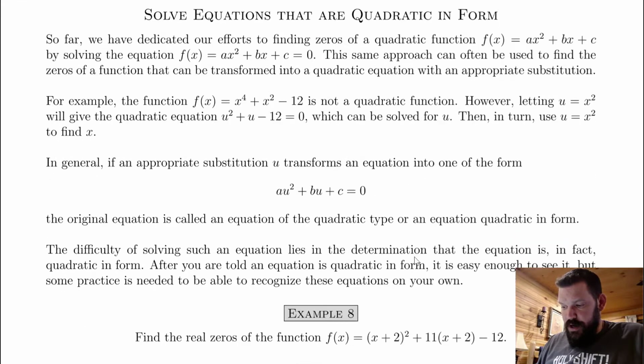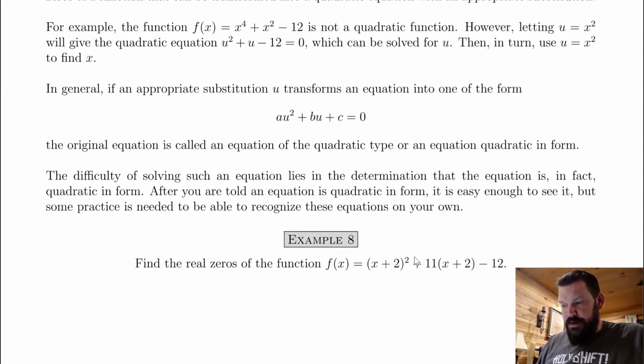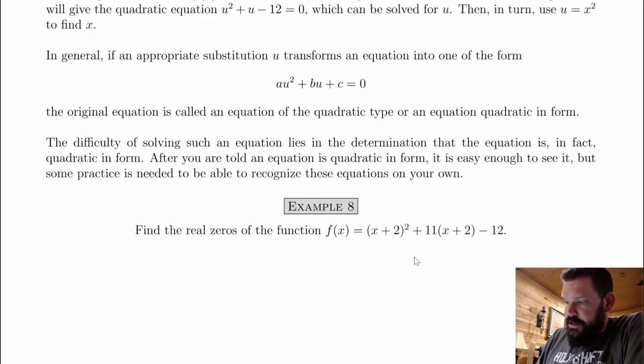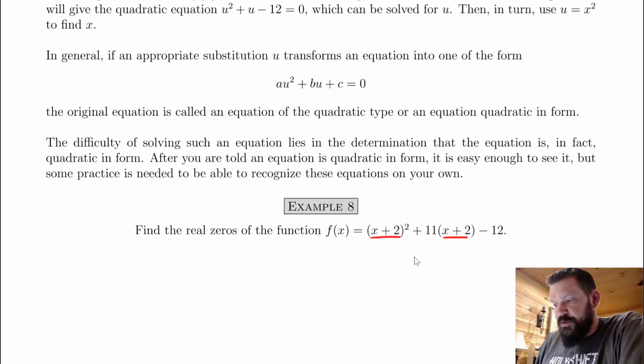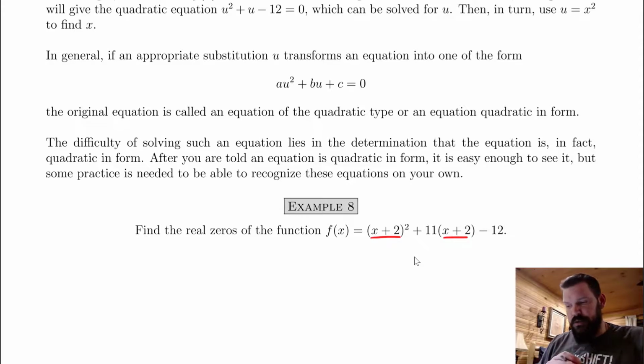Solving equations that are in quadratic form, find the real zeros of the function x plus 2 quantity squared plus 11 times x plus 2 minus 12. I'm going to show you kind of a little trick here. What we see is I have x plus 2 and x plus 2. Now you could expand the x plus 2, distribute the 11, and then generate this larger quadratic that can be simplified and condensed down into a quadratic trinomial, just a quadratic with 3 terms. Or we can do this little mathematical trick.